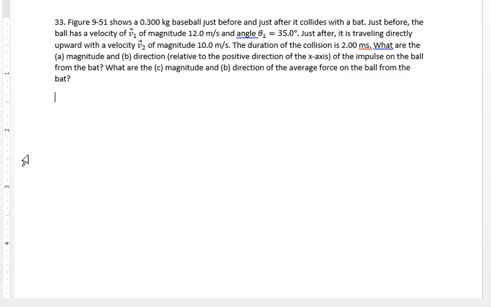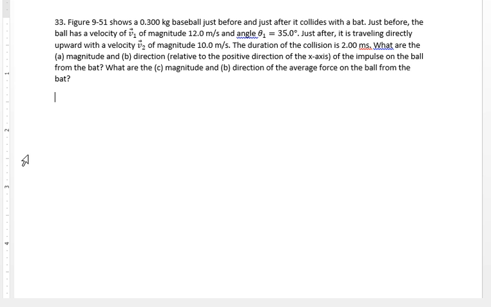All right, Chapter 9, Problem 33. We have a 3 kilo baseball just before and just after it collides with a bat. Just before, it has a velocity of magnitude 12 at an angle of 35 degrees. Just after, it's traveling directly upward, a velocity of 10. Duration of the collision is 2 milliseconds. So what are the magnitude and direction of the impulse on the ball from the bat? And what are the magnitude and direction of the average force on the ball from the bat?